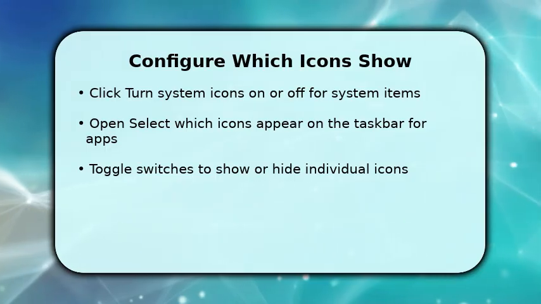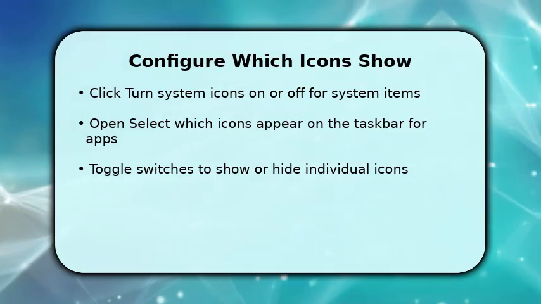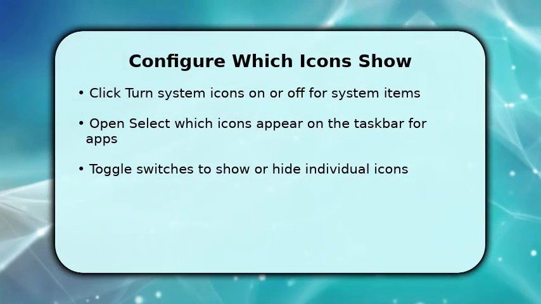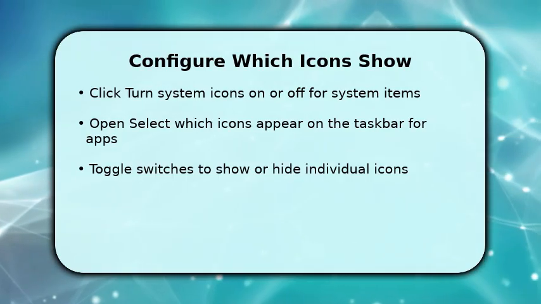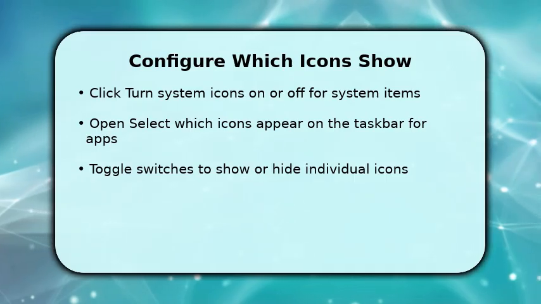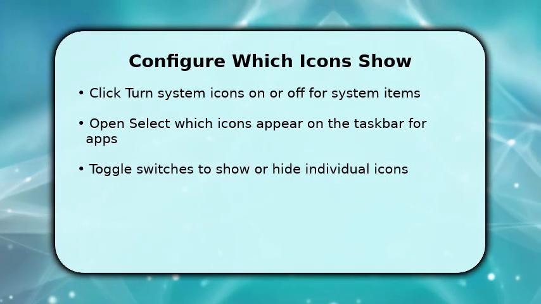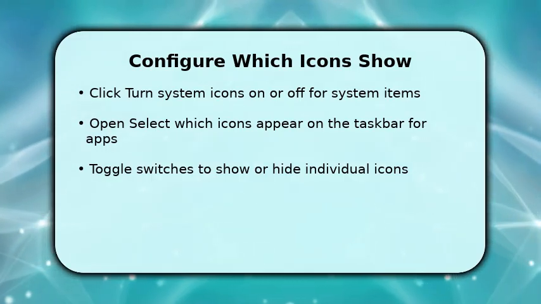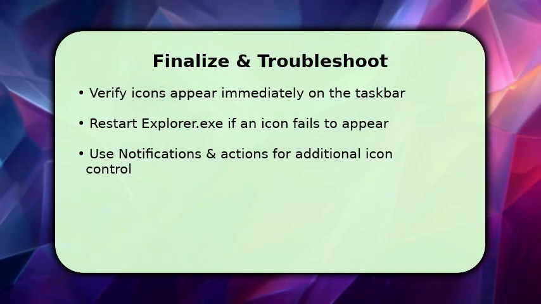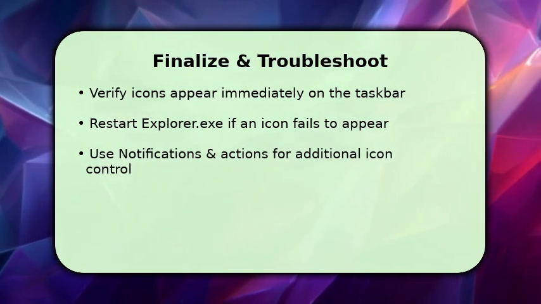You toggle each switch to show or hide specific icons, so frequently used apps remain visible. Make sure to drag icons into the visible area if you use the overflow chevron. Doing this ensures instant access and prevents icons from being hidden behind the overflow menu when you need them quickly. Finish by verifying the icons appear where you expect them.